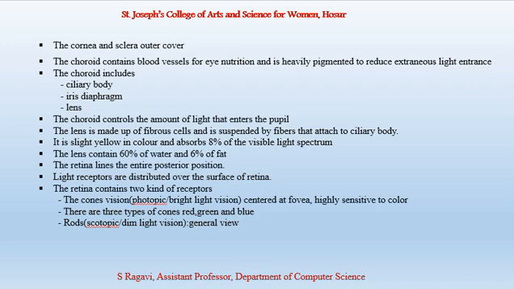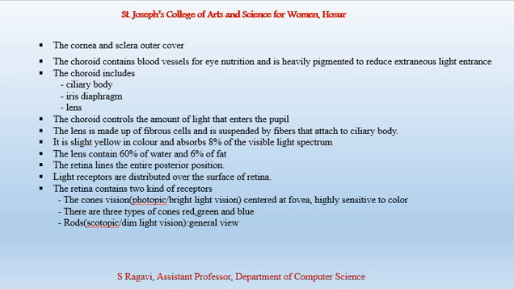The lens is made up of fibrous cells which are suspended by fibers. It is attached to the ciliary body. The lens is yellow in color. It absorbs 8% of the visible light spectrum. It contains 60% water and 6% fat.